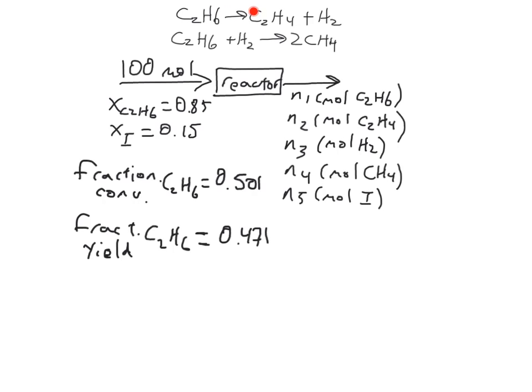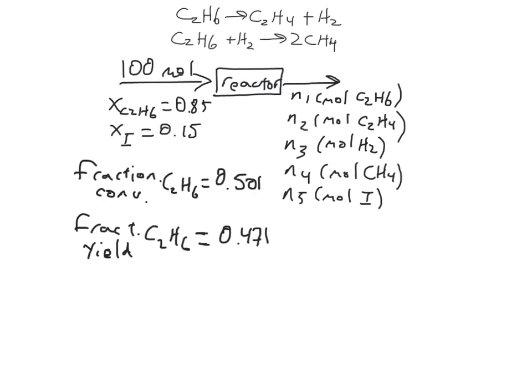We have this top one here, C2H6 breaking down into C2H4 and hydrogen. And then we have C2H6 reacting with hydrogen, H2, to form two CH4, or two methane molecules. And we have this reactor here where we have some inlet, some feed coming into the reactor, and some outlet coming out of the reactor.